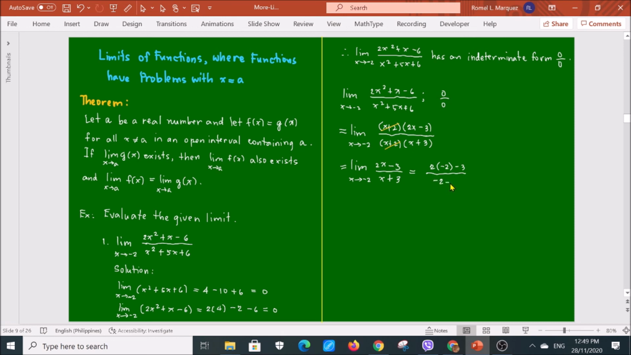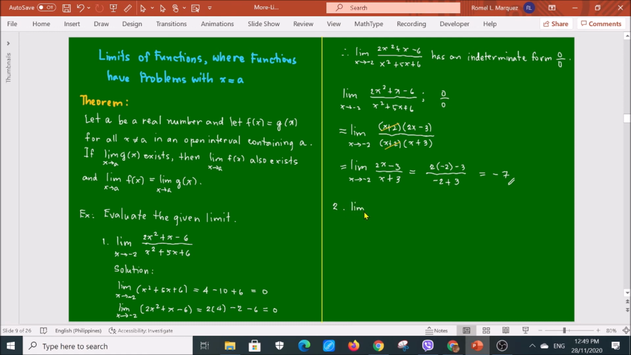Minus negative 2 plus 3. And what is the answer, children? Negative 7. Negative 7. Did you understand now, guys? Okay, number 2. Let's see if we have for number 2.